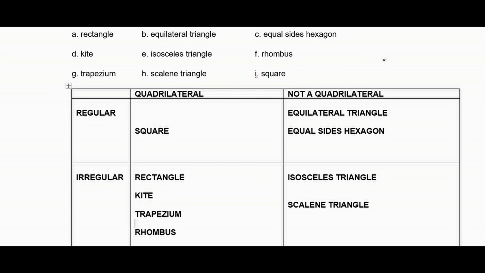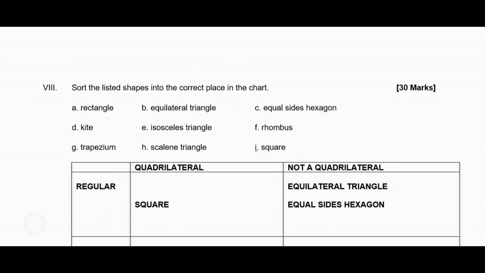Then we have a scalene triangle, which is not a quadrilateral, and not all the sides are the same. Actually, all the sides are different. And finally, a square is a regular quadrilateral. And that's it.